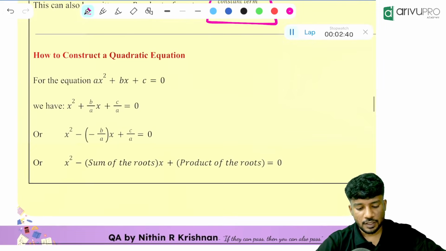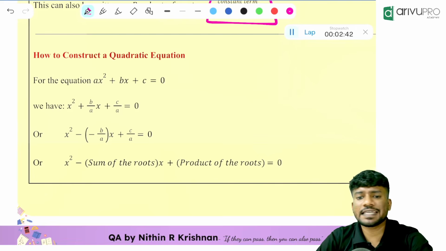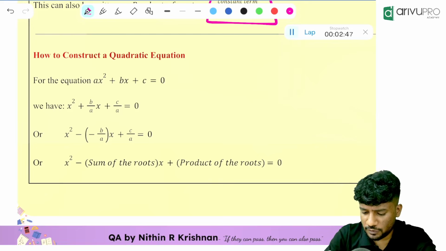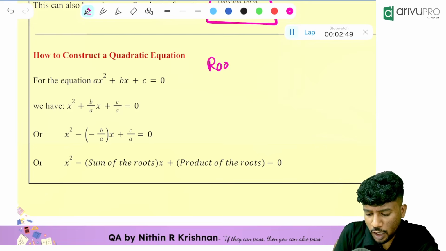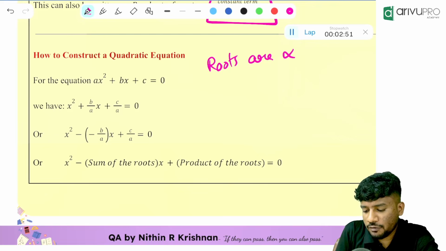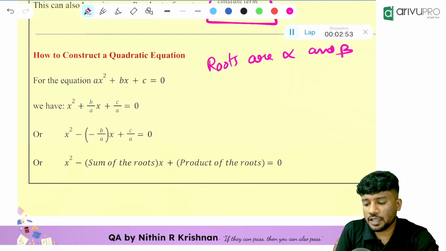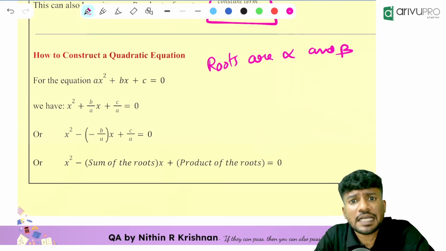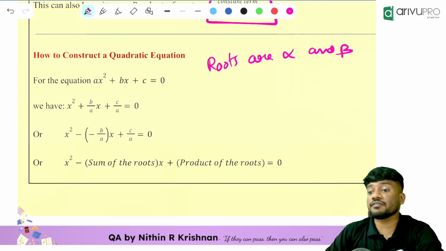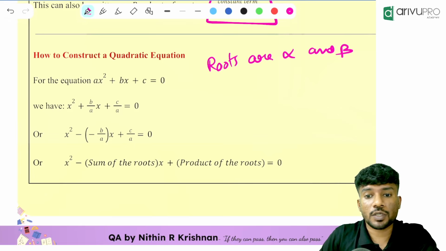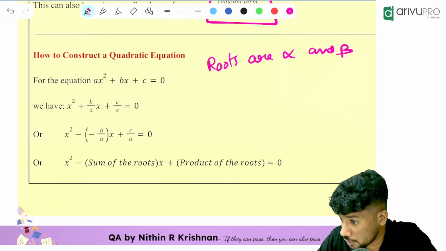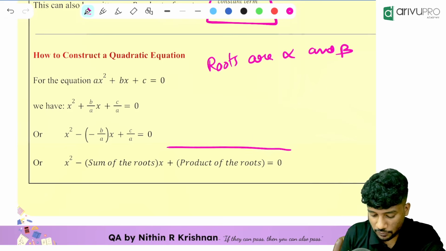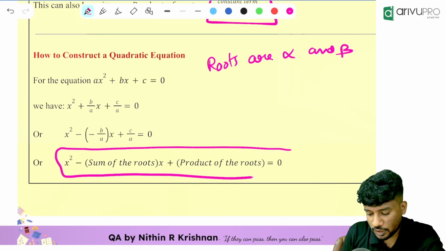Next one. Sometimes they will give the roots in the question. They will say that the roots are alpha and beta, and then they will ask us to construct a quadratic equation. Make a note of it, people. How to construct a quadratic equation?